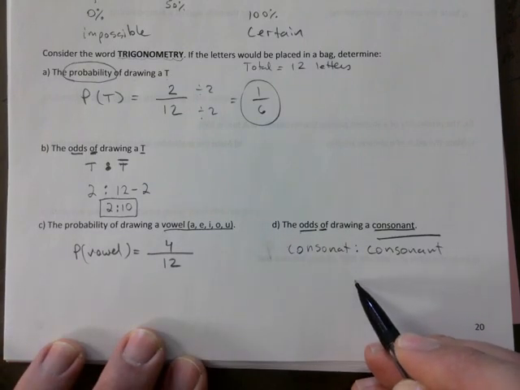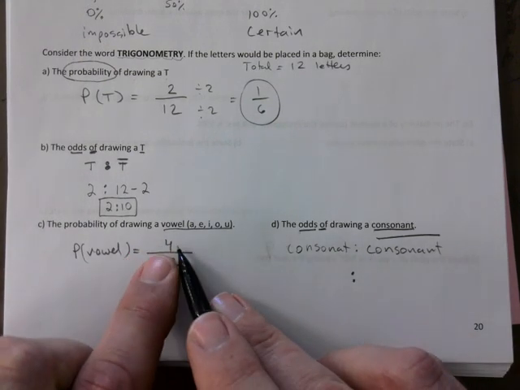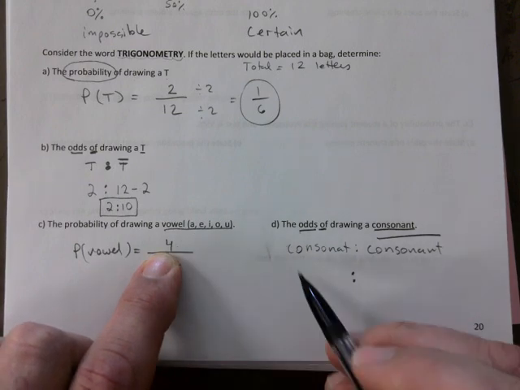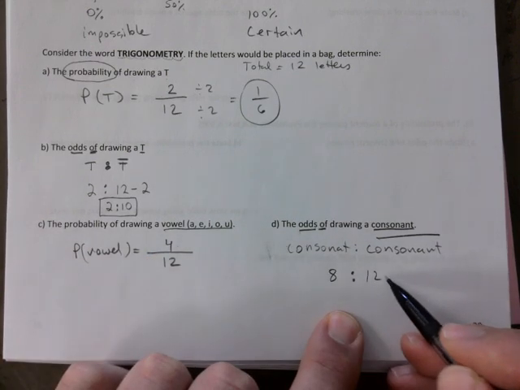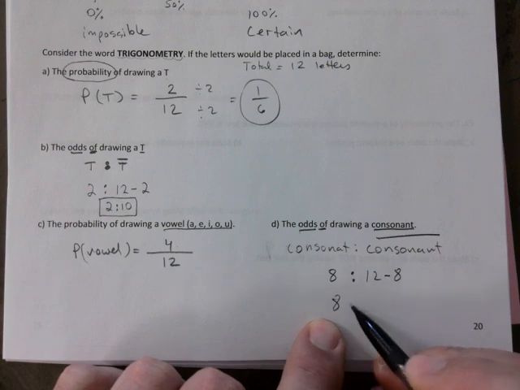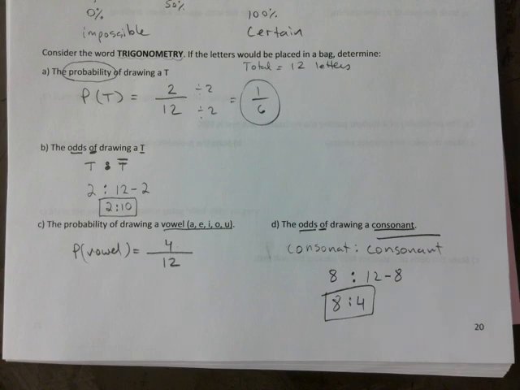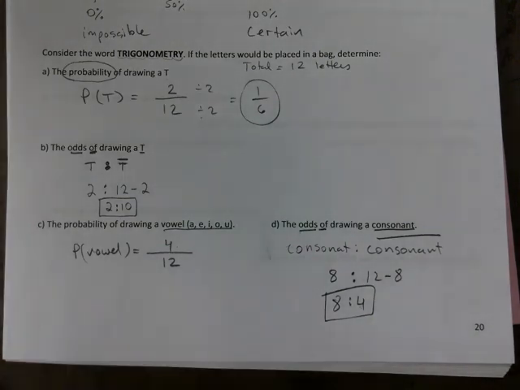So what are you going to focus on? I would focus on the answer that I just had here. If 4 are vowels, that means that the rest are not. So there are 8 consonants, and then it's 12 minus 8, so that'd be 8 to 4. That would be the odds. So you just go count how many consonants do I have? 8. Therefore, I have 4 that are vowels or not consonants.